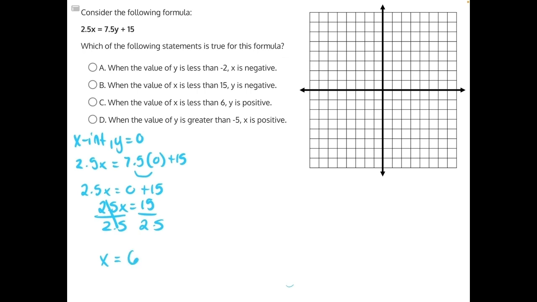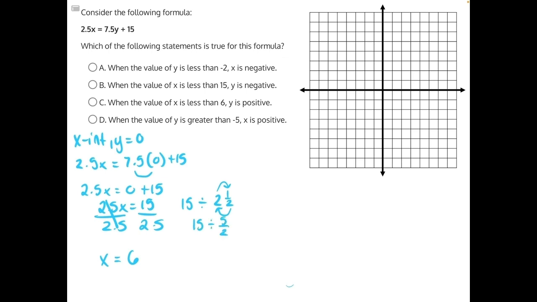These will cancel, leaving us with x is equal to 15 divided by 2.5. If you have trouble doing mental division with decimals, what you could do is turn it into a fraction instead. We have 15 divided by 2 and a half, because 0.5 is the same thing as 1/2. Then you need to change this into an improper fraction. 2 times 2 is 4, plus 1 is 5.